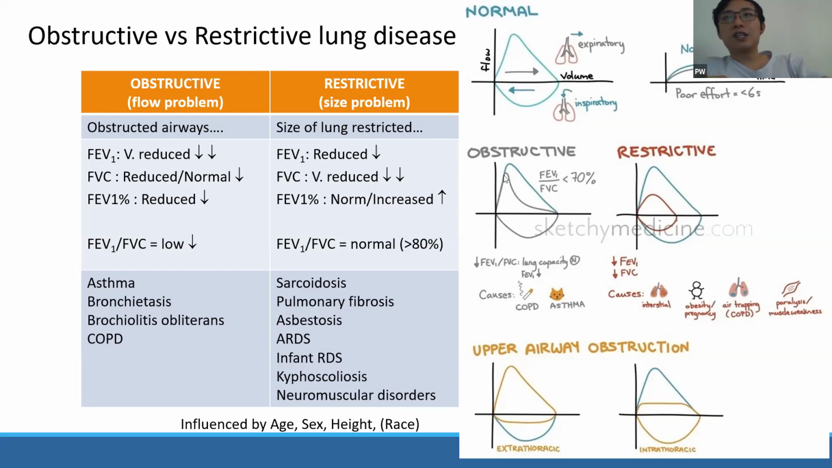So effectively, the gradient of this graph is going to be less sharp. It's going to be less slanted than a normal lung, the green line that you get, because you're simply not able to push out air as quickly as a healthy lung. And you can see that the amount of air that you can push out and the speed of air that you can push out is significantly impaired compared to a normal lung.